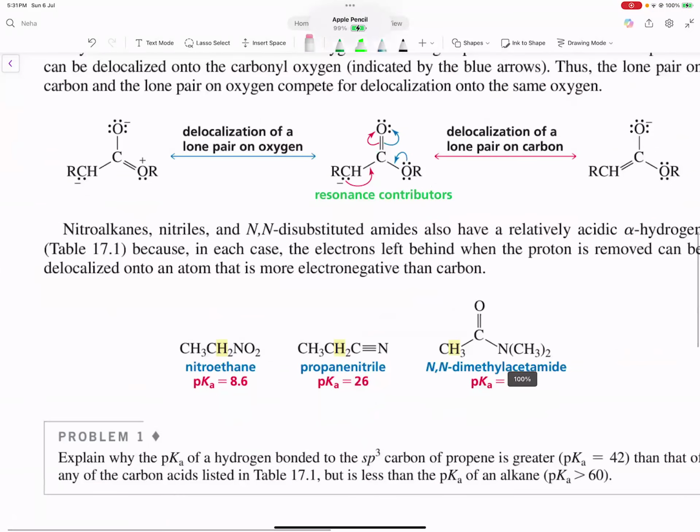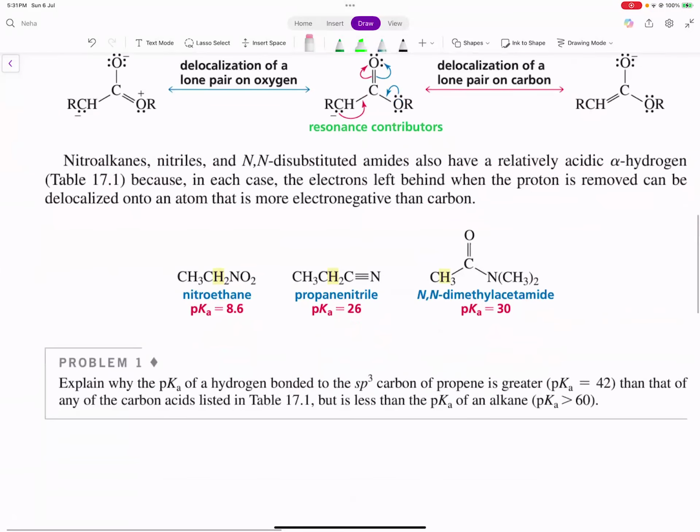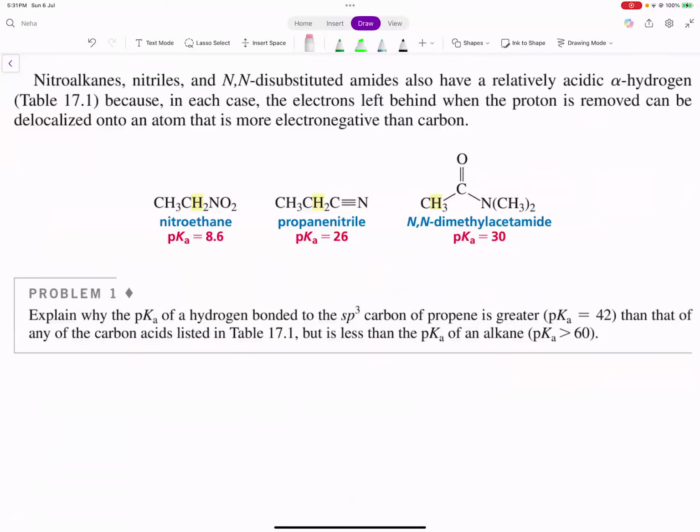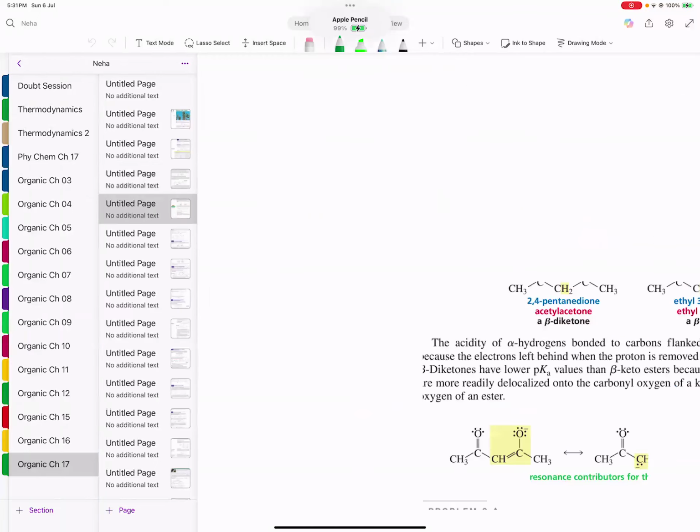Okay, so this is the question: why is the pK of the hydrogen of propane greater than that of any of the other carbons, but less than that of the others? For propane it is due to hybridization, right? sp3 carbon. They have asked about propene. For propene again we can delocalize, right? This is propene, and after delocalization we'll get this, and this is resonance stabilized, right? So you can do this question if you want to.